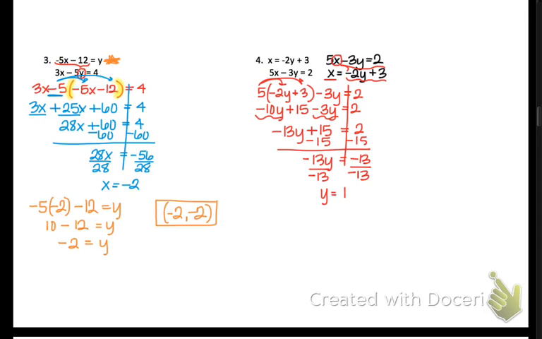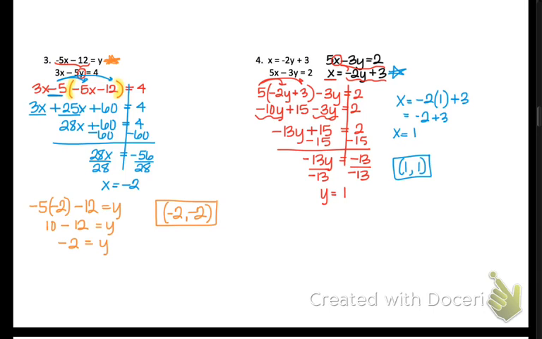So if y is equal to 1, that means we now go back and plug into either of the equations. Since x is what I'm missing, I'm going to plug into this bottom one. So I'm going to say x is equal to negative 2 times y, which is 1, plus 3. Negative 2 plus 3. So x is equal to 1, and 1 is our solution.